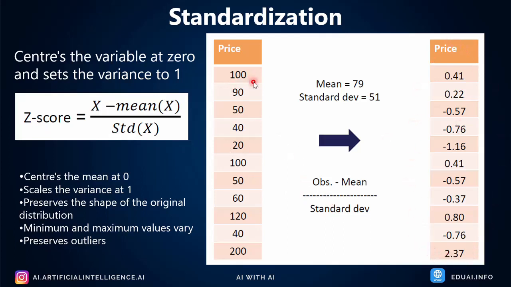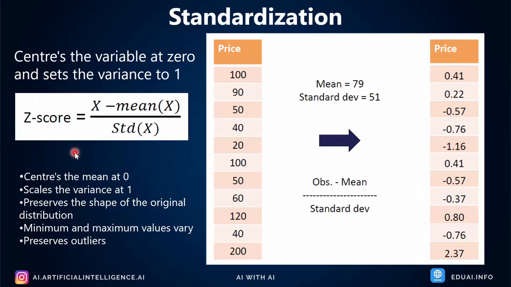So what we did here, we calculated z-score for all the variables. Let's say for 100 minus mean, which is 79, that is 21, divided by standard deviation 51, right? So 21 divided by 51 comes up to be 0.41. If you do the same thing for all these variables, these are the values you're going to get. If you do it for the last variable, let's say 200 minus mean 79, which is 121, divided by standard deviation 51, so 121 divided by 51 comes up to be 2.37. So this is how standardization is done for all the variables by using this equation.